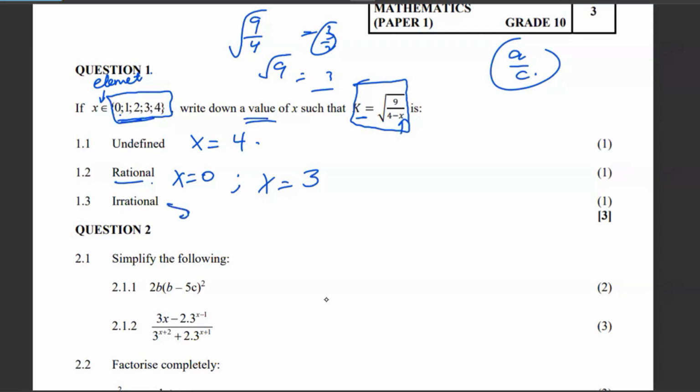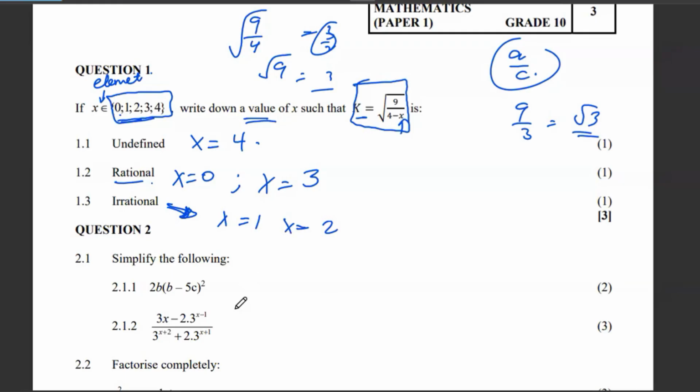Okay. And then if it's irrational, meaning that we must get anything else other than a rational number. Okay. So if we replace x with 1, we're going to have the square root of 9/3, which must give us the square root of 3. That's irrational. Perfect. If you replace x with 2, that is also giving us irrational. Yeah, I think just this way. Any. Remember, we need just one.